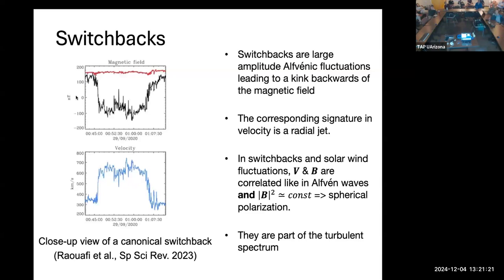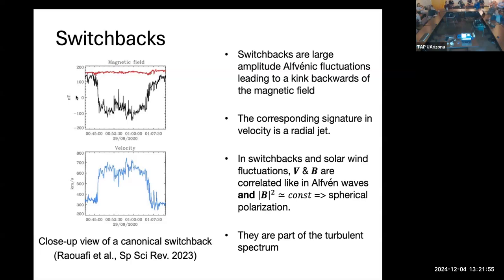And this is a close-up view of a canonical switchback. The top plot shows the radial magnetic field that drops back from positive to negative values, and then it goes up again. In red here is the strength of the total magnetic field, which if you think about how big these fluctuations are, the delta B over B is 1. The strength of the magnetic field remains flat. That's pretty remarkable, and that's an important property that we still haven't really figured out yet.